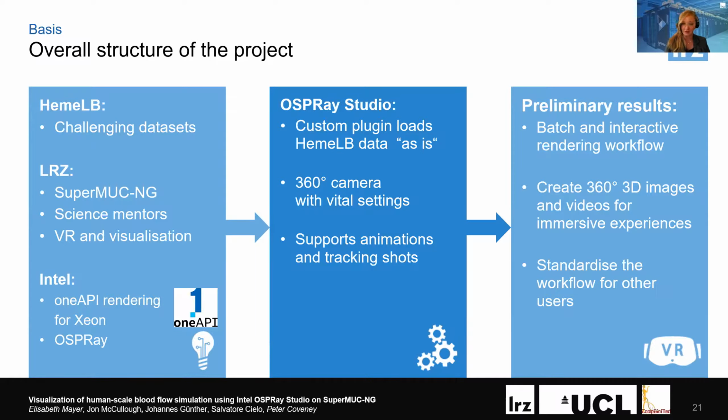So we use OSPRay Studio on the SuperMUC-NG. We have a custom plugin that loads the HemeLB data as is, foregoing the need for preparation. OSPRay Studio offers a 360-degree camera, which is vital for immersive 360-degree 3D images, videos and experiences. OSPRay Studio also offers the option to animate, as well as read animations and tracking shots. And our preliminary results, as we currently are, we can choose between batch rendering and interactive rendering workflows. We can create 360-degree 3D images and videos for immersive experiences. And our next step would be to standardize the workflow for other users.